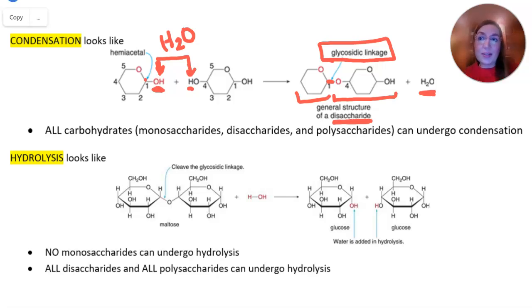We hear a lot about these, about sugar in everyday life, so that's important. A disaccharide is going to have that glycosidic linkage. It came right from that hemiacetal carbon of one of the carbohydrate rings.